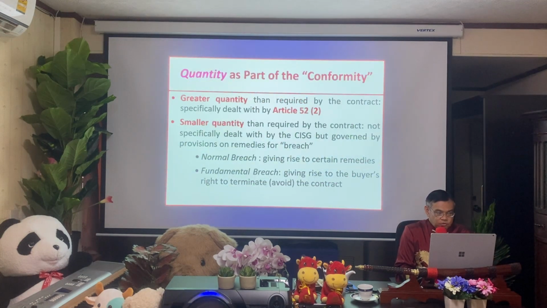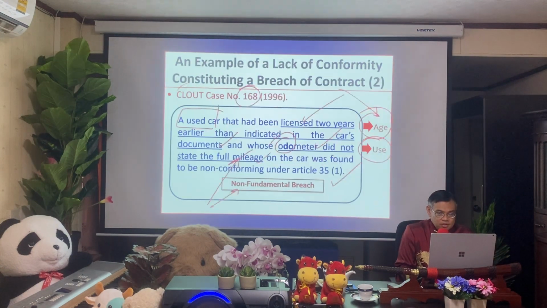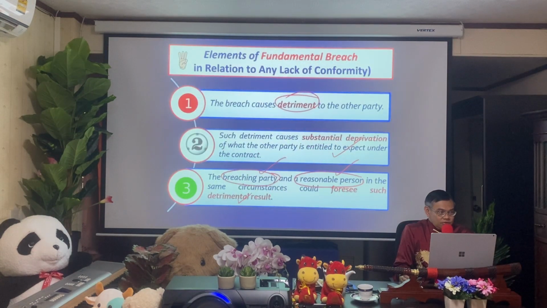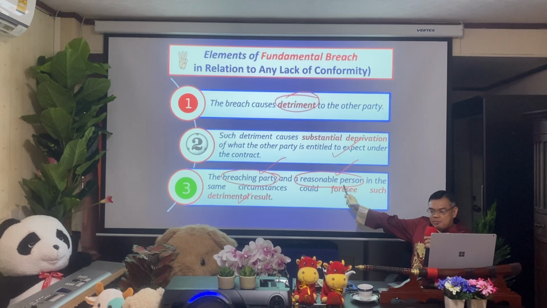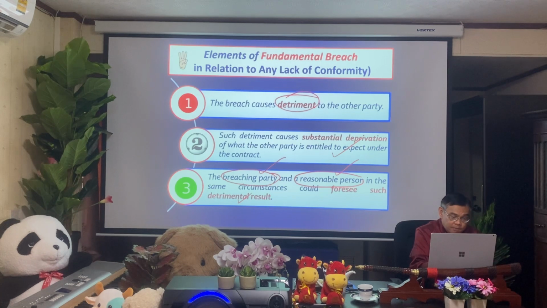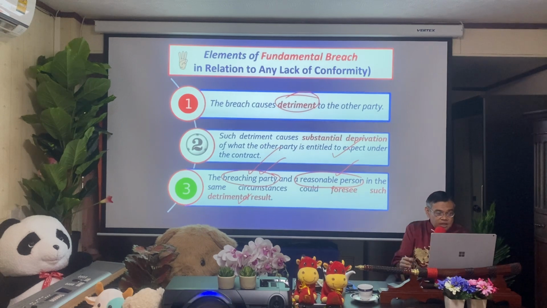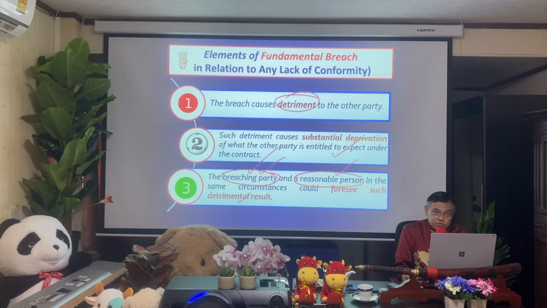Remember the three criteria. First, the breach causes detriment to the other party. Secondly, such detriment causes substantial deprivation of what the other party is entitled to expect under the contract, and also we need to have foreseeability. Both the party in breach and a reasonable person in the same circumstances could foresee such detrimental result.